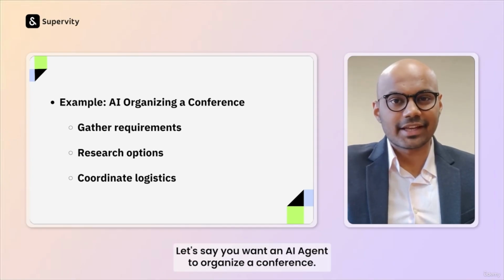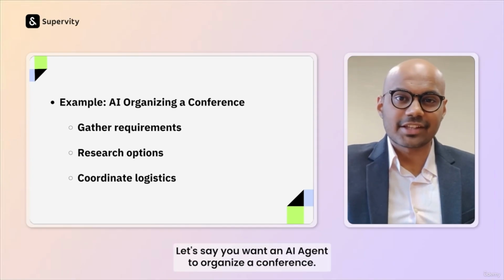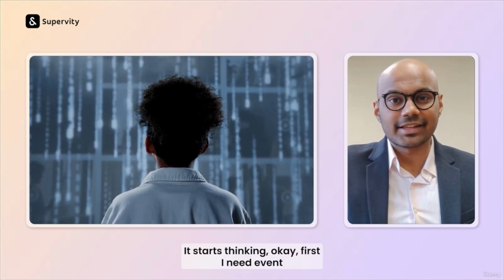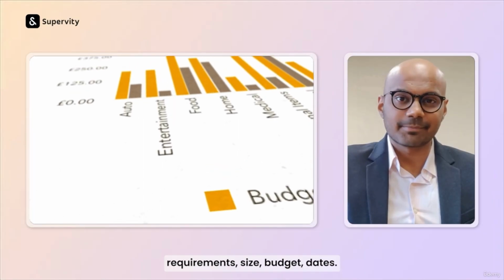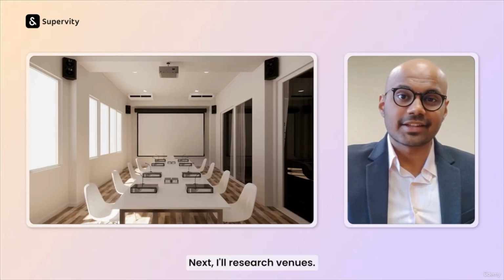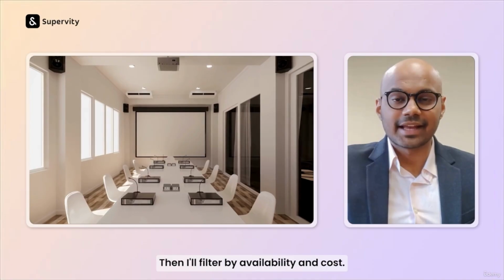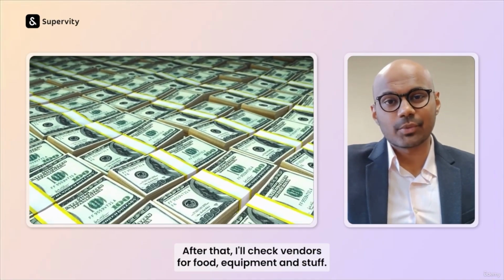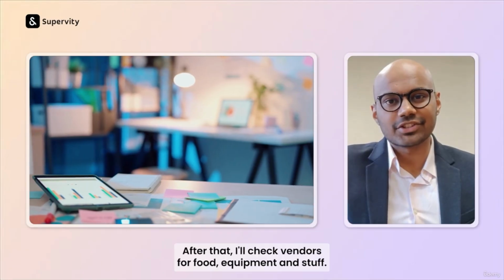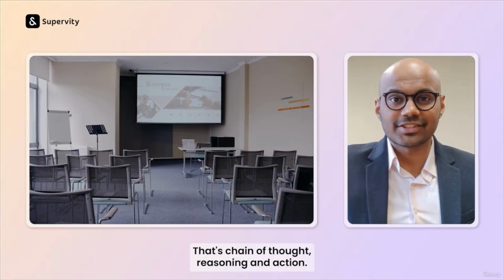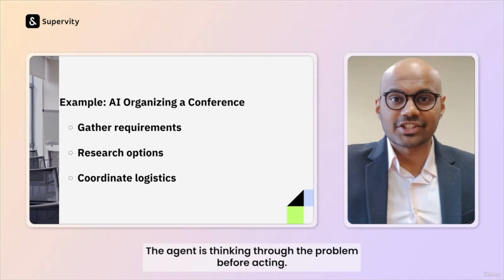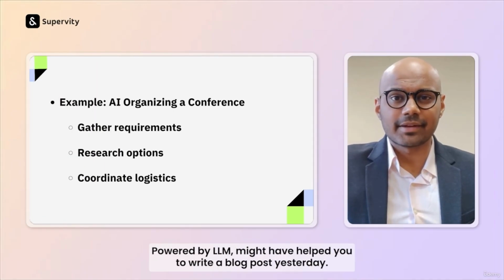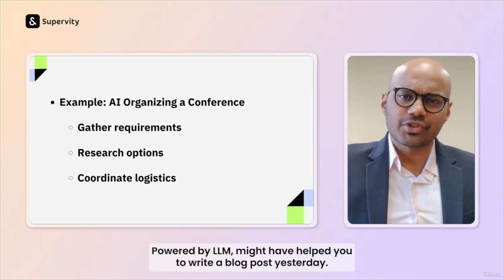Let's say you want an AI agent to organize a conference. It starts thinking, okay, first I need event requirements: size, budget, dates. Next, I'll research venues. Then I'll filter by availability and cost. After that, I'll check vendors for food, equipment, and staff. That's chain of thought reasoning in action. The agent is thinking through the problem before acting.